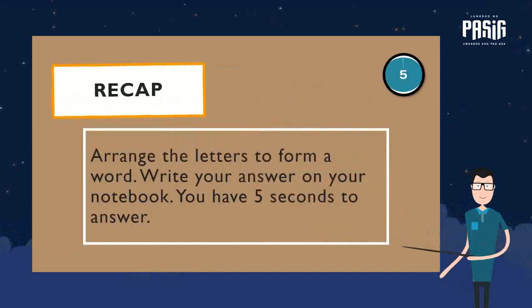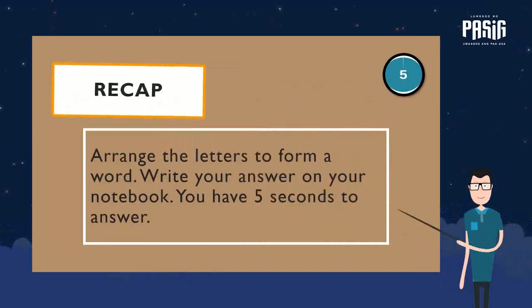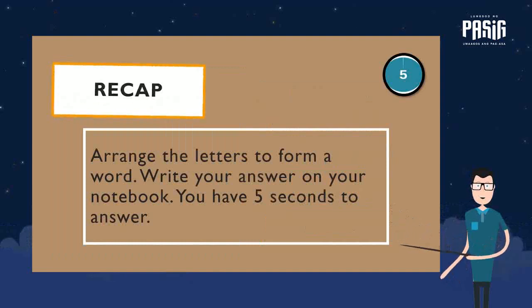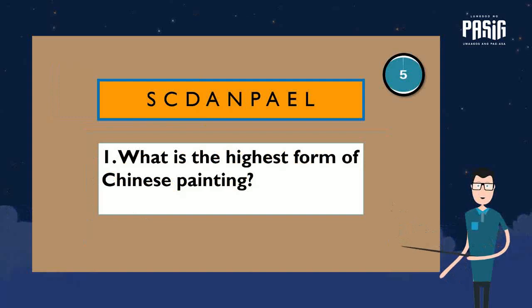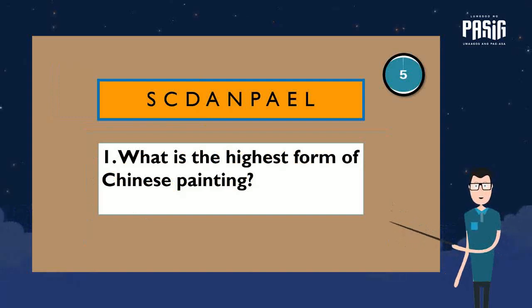Now let's move on to the recap. Arrange the letters to form a word. Write your answer on your notebook. You have 5 seconds to answer. Let's start. Number 1. What is the highest form of Chinese painting? You have 5 seconds.